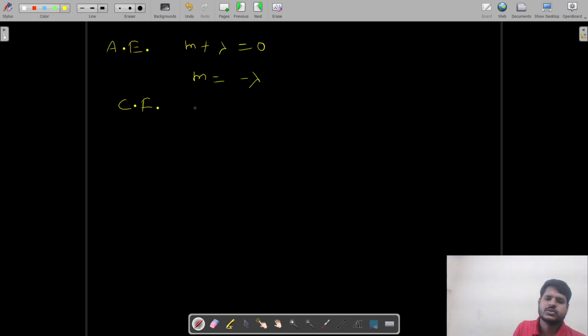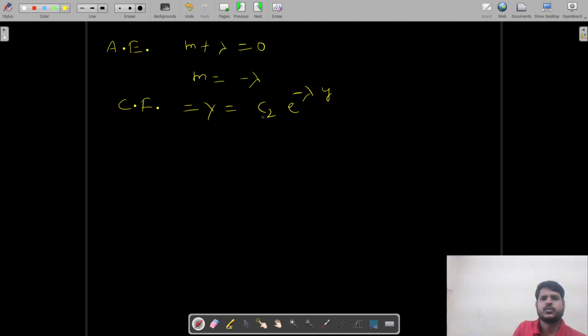Now the auxiliary equation is m plus lambda equal to 0, so m equals minus lambda. So what will the complementary function be? It is the solution: Y equals c2 e raised to the power minus lambda y.